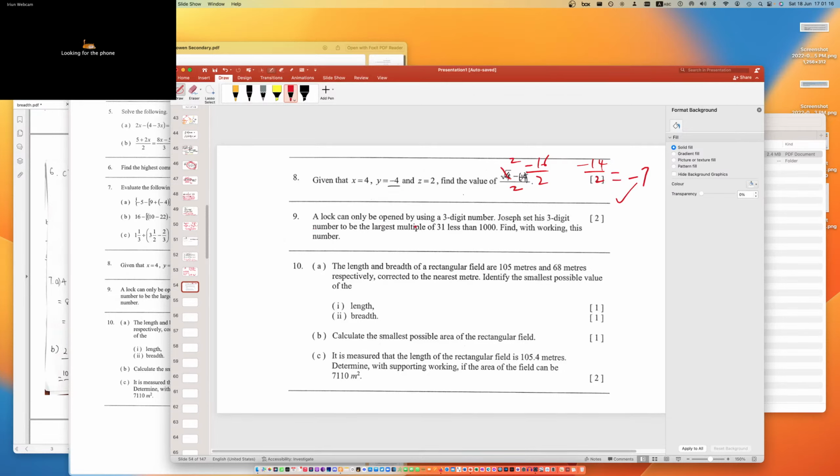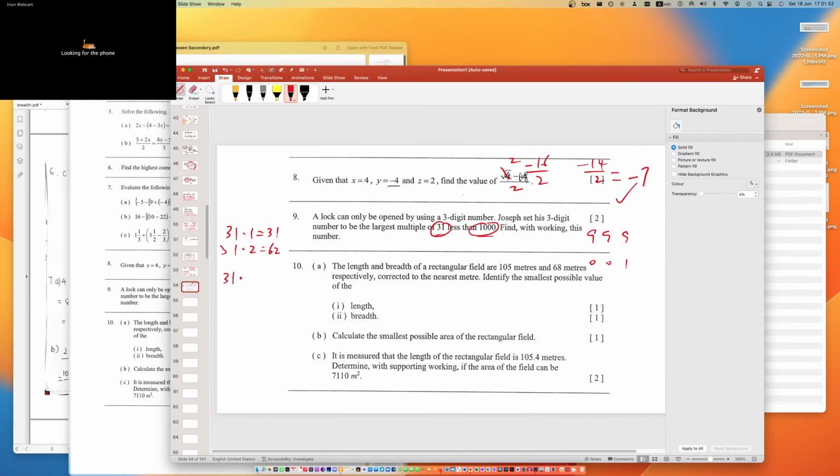A lock can only be opened by using 3 digits. Joseph set his number to be the largest multiple of 31, less than 1000. This is trial and error. It's a 3 digit number, so the biggest 3 digit number is 999. But what do they mean by this? Joseph set his 3 digit number to be the largest multiple of 31. What's a multiple of 31? The first multiple of 31 is 31. The second multiple is 62. So you just go all the way until it's less than 1000.